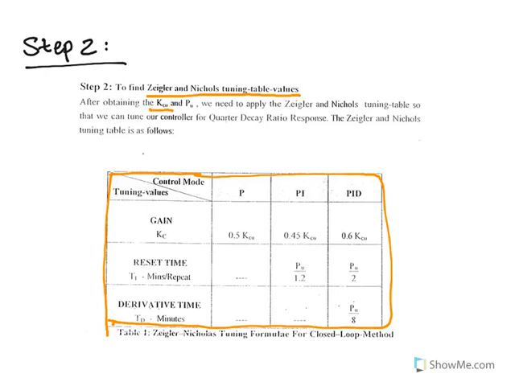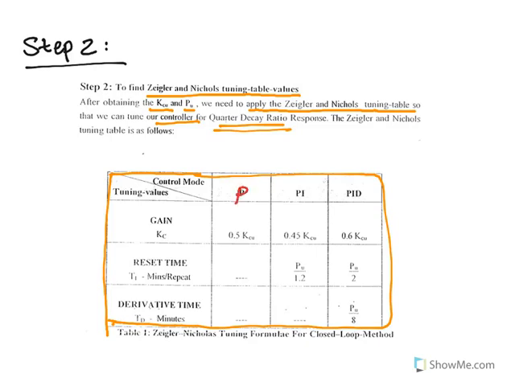So after obtaining the ultimate gain plus the ultimate period, we need to apply the Ziegler-Nichols tuning table so that we can tune our controllers for quarter decay ratio response. After implementing this, we should get the quarter decay ratio waveform. The Ziegler-Nichols tuning table is for the closed loop.